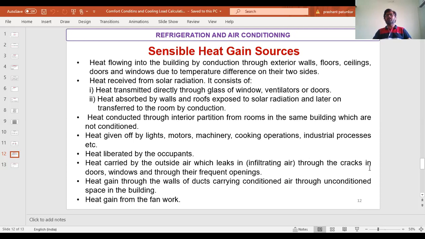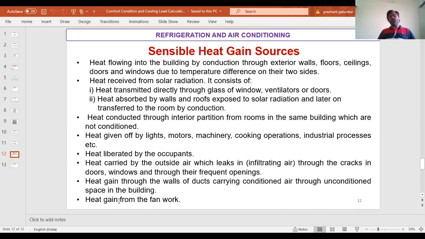The heat which is carried by the outside air which leaks in, also called the infiltrating air, through the minor cracks in the doors, windows, and through their frequent openings. Some amount of outside air would be directly admitted into the air conditioned space due to the frequent opening of the door. People may be entering the room, they might be leaving the room as per their convenience. There would be certain cracks or gaps in the windows, in the doors, or in the wall as well, through which air might be continuously leaking into the space that has to be conditioned. So this infiltrated air also forms a contribution to the sensible heat gain, sensible heat load.